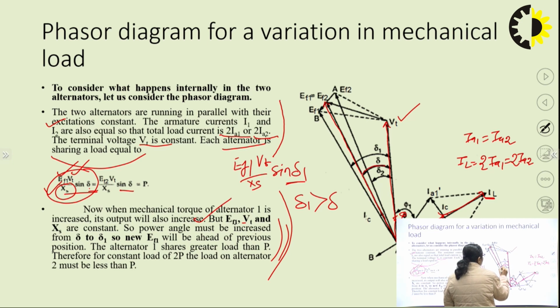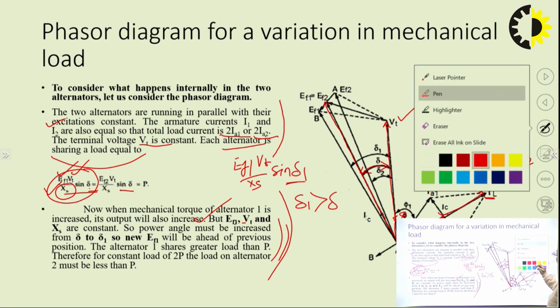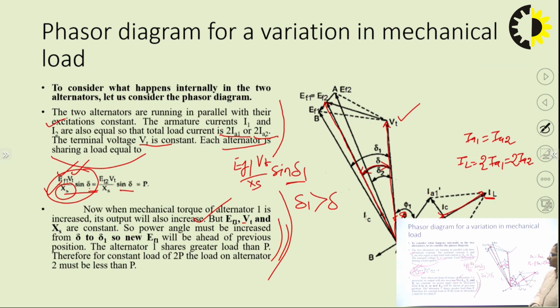This is the load angle delta for alternator 1 as well as for alternator 2. Now, let us see what happens when the mechanical loading of alternator 1 is increased. As I have told you earlier, the load angle changes from delta to some new increased value delta 1. Because of this, the EMF EF1 will now be ahead of its previous position. What I have overwritten over here is the previous position.